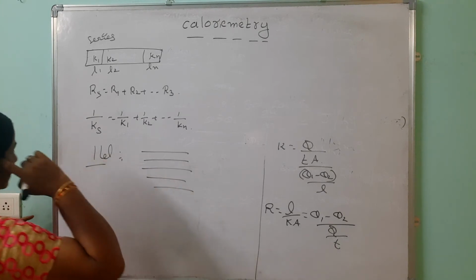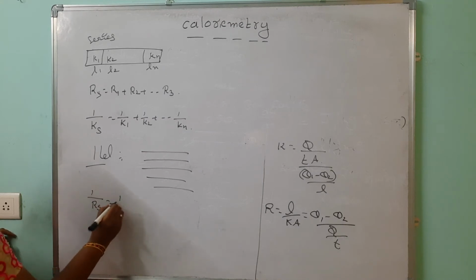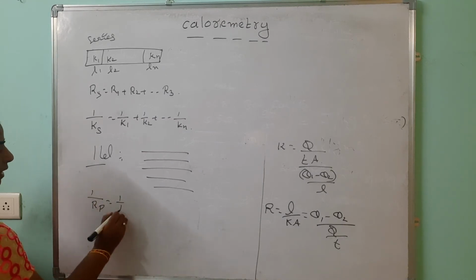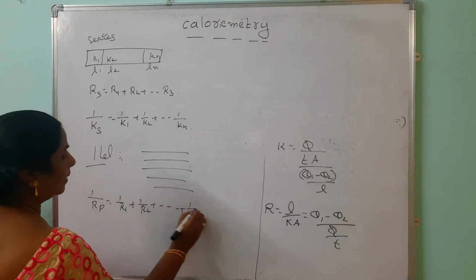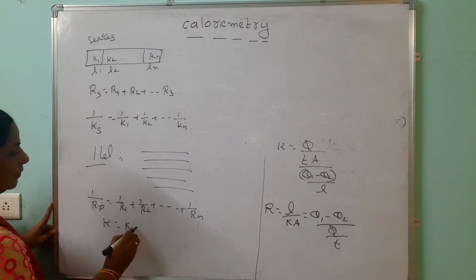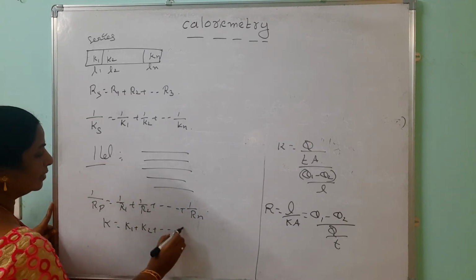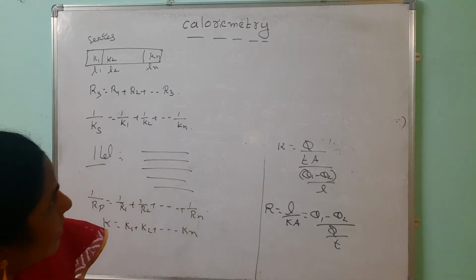So in this case, what we are taking is 1 by Rp, thermal resistance, we are getting 1 by R1 plus 1 by R2 plus and so on, 1 by Rn. But for conductivity we are getting K equals K1 plus K2 plus and so on, Kn. So you must remember these formulas in the case of conduction.